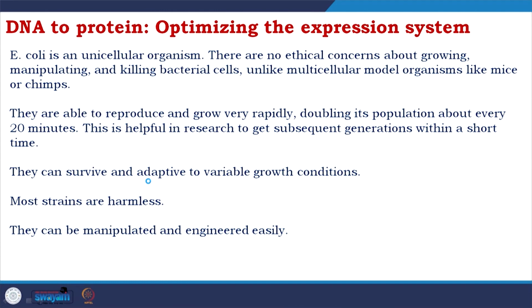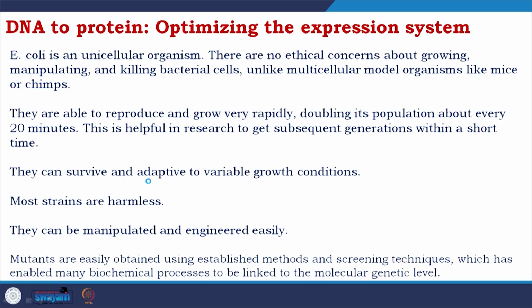So, when we are doing enzyme engineering and all, we could also engineer them through our studies. Mutants, when you are making them, are easily obtained using established methods and screening techniques, which has enabled many biochemical processes to be linked to the molecular genetic level. So, when you are making changes, when you are doing protein engineering, metabolic engineering, this is the choice.